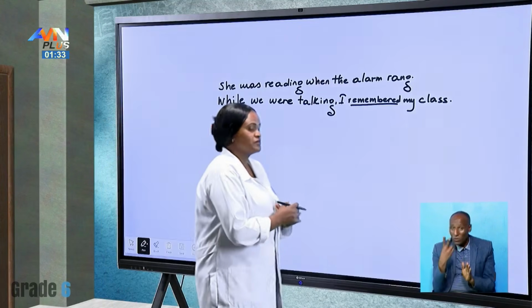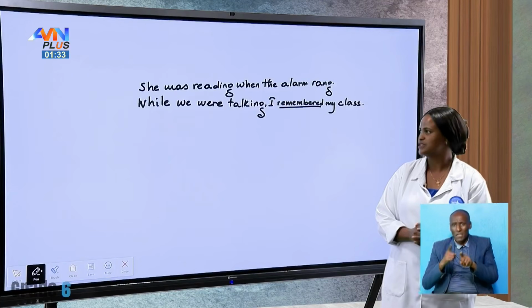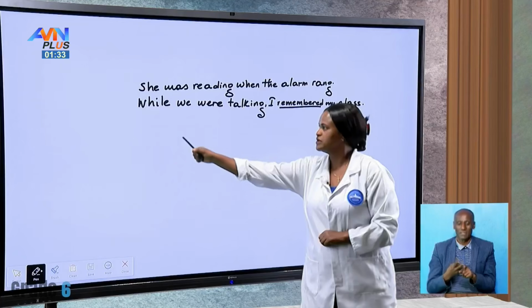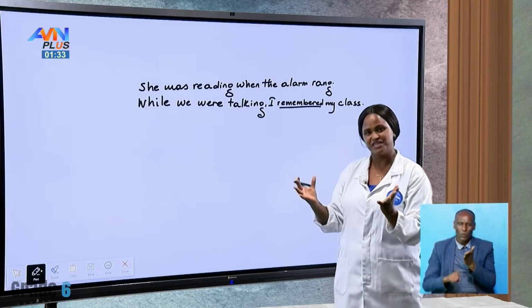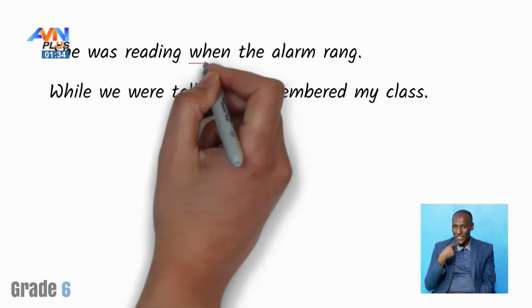Look at both of the sentences, and you can tell me what special thing you notice in the sentence. Let me give you a few seconds. The first one. She was reading when the alarm rang. The second one. While we were talking, I remembered my class. What different word or what different thing have you noticed in these sentences? If you say the words when and while, you are right.